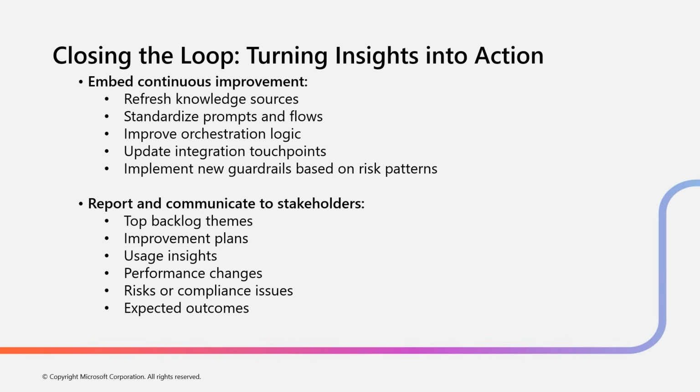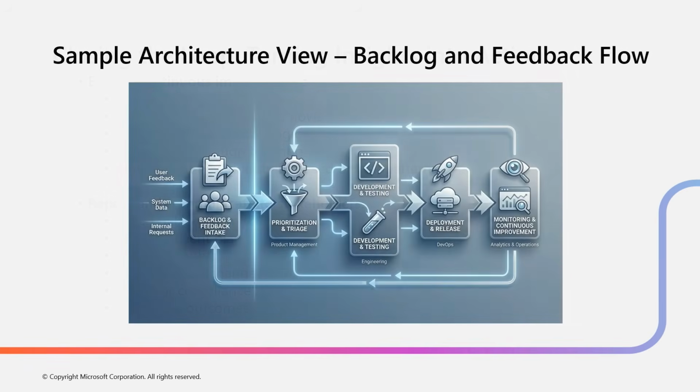On the stakeholder communication side, regularly report on top backlog themes, improvement plans, usage insights, performance changes, risks, and expected outcomes. This is the cycle you own. Your best practice is to ensure each stage has clear inputs, outputs, and owners, and that the cycle time is measured and continuously shortened. Faster cycles means faster improvements.